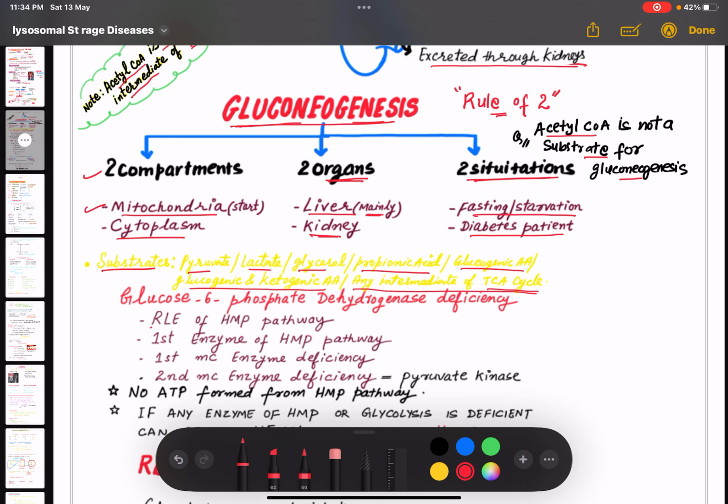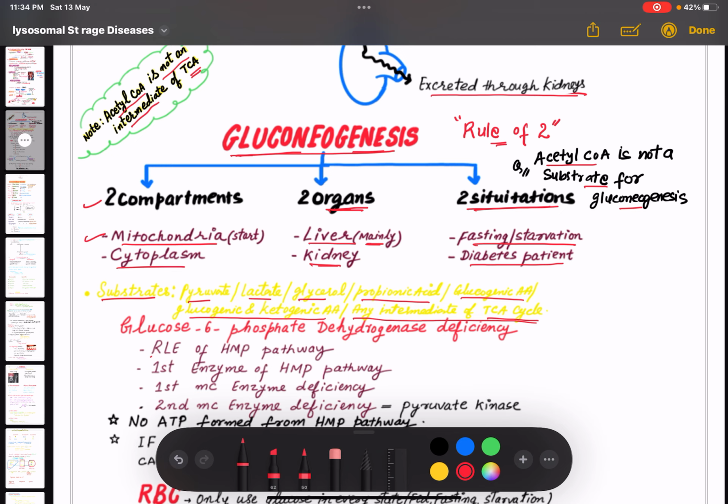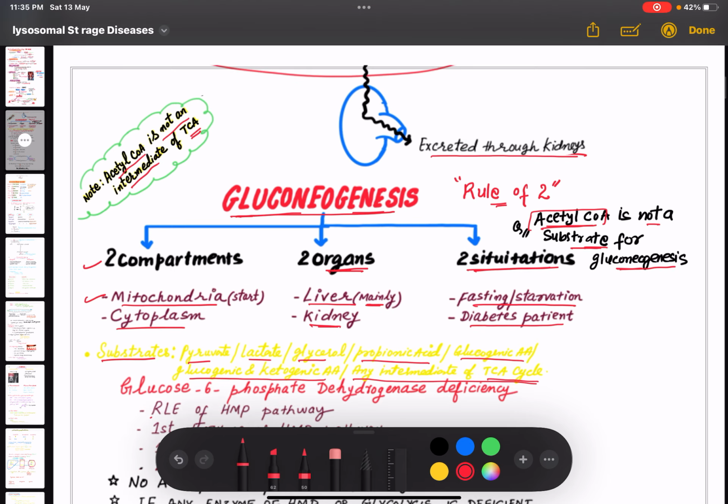Now, you know that acetyl CoA is not a substrate of gluconeogenesis. Why? Because acetyl CoA is not an intermediate of TCA cycle. You can see this note point that acetyl CoA is not an intermediate of TCA cycle. Therefore, it is not a substrate for gluconeogenesis. And this was the previous question for your FMG exam.